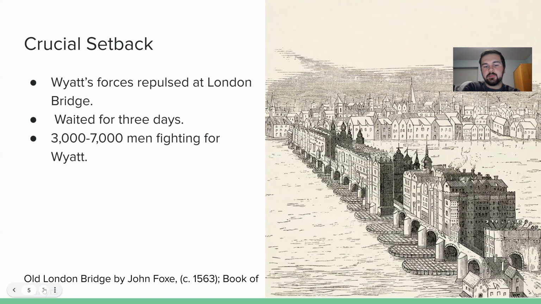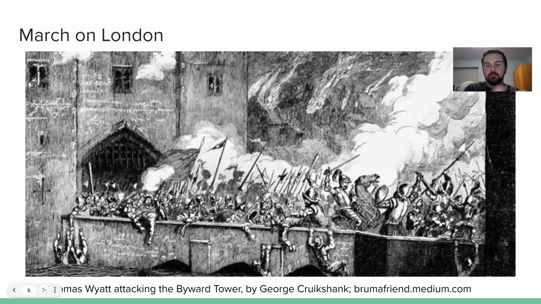This would be the turning point for the rebellion, shown here. Many men were killed on the side of Wyatt, and many were surprisingly pardoned after the event, after the quarrel. The rebellion had failed, essentially. And it would only get worse before it ever got better.